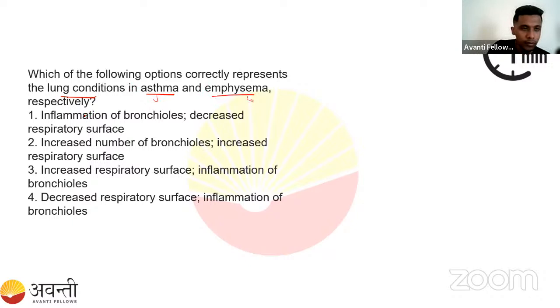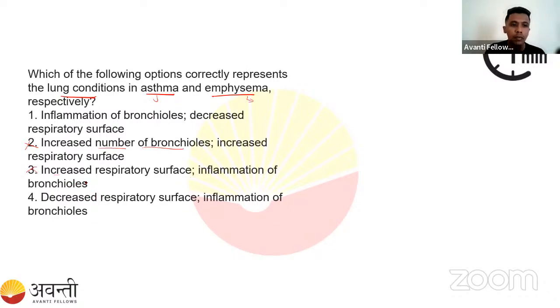So what do we have as an option? Inflammation of bronchioles and decreased respiratory surface. So this option goes well, right? Let's see the other option: increased number of bronchioles and increased respiratory surface. There is nothing like an increased number of bronchioles, so this option is wrong. Increased respiratory surface and inflammation of bronchioles: you can see here they've asked about asthma. Asthma does not lead to an increase in respiratory surface, and emphysema does not lead to inflammation of bronchioles. So the third option is wrong.